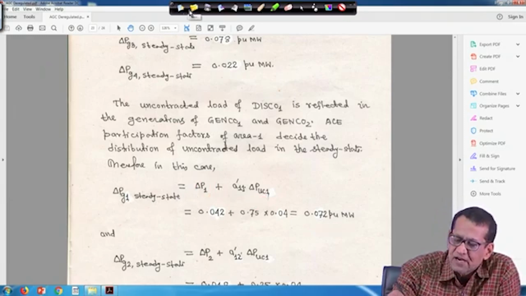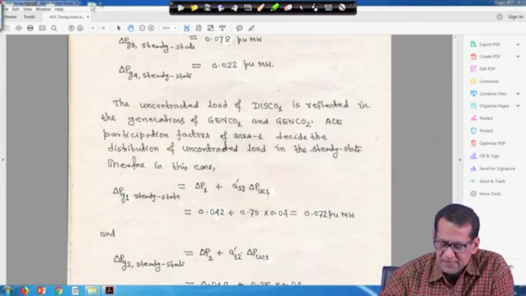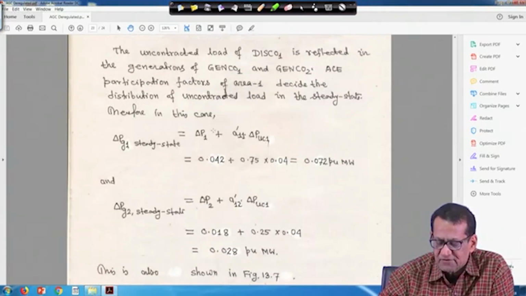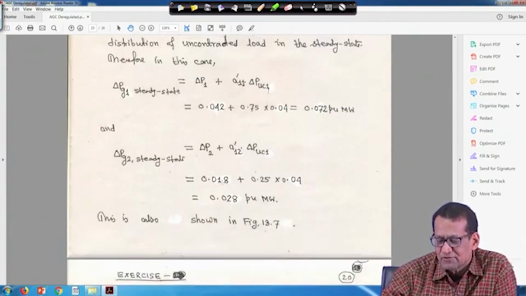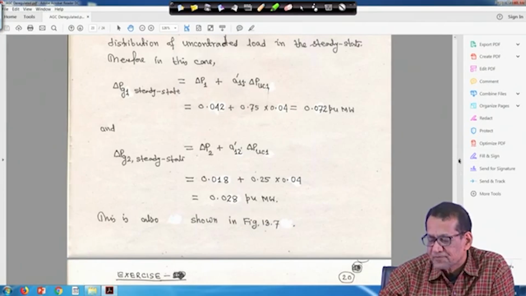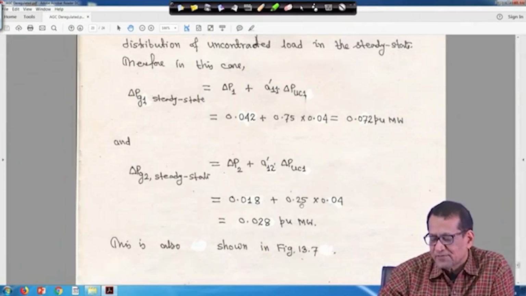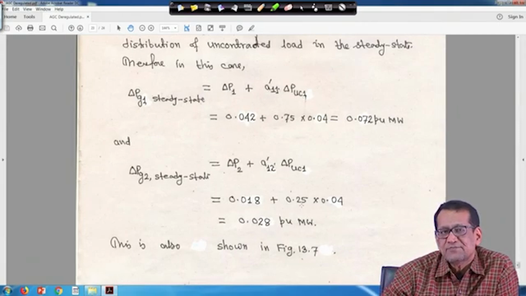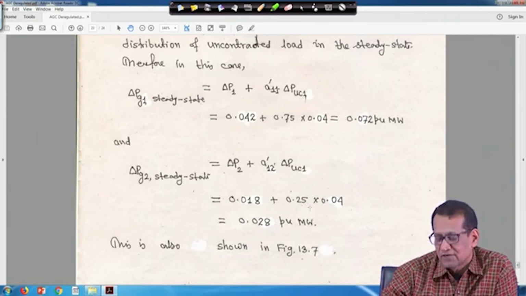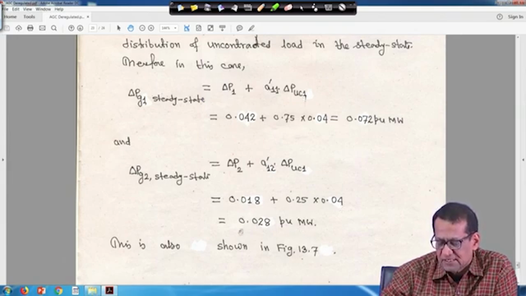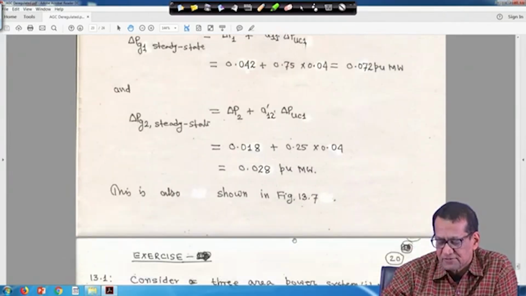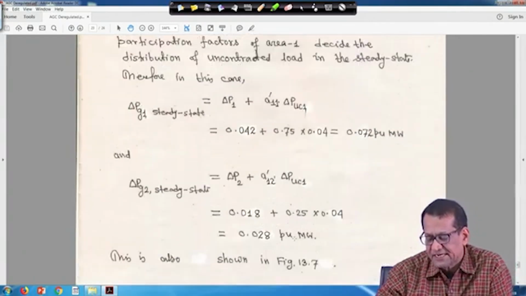Similarly, your delta Pg2 steady state also, it was 0.012 plus that 0.25, that AC participation factor of GENCO 2 in area 1 into that uncontracted power demand. So, it is 0.028 per unit megawatt. This is also shown in figure 7, right. So, I have showed you all these things, right.